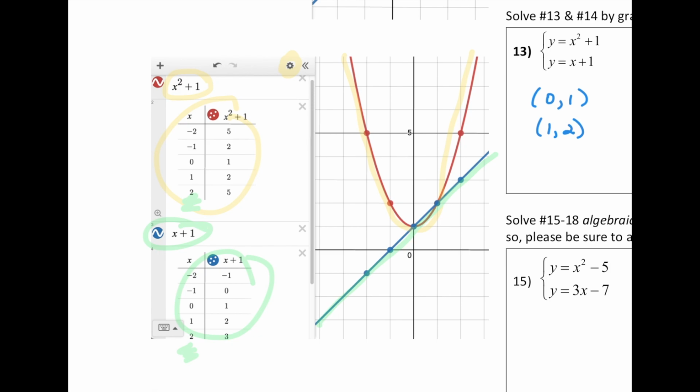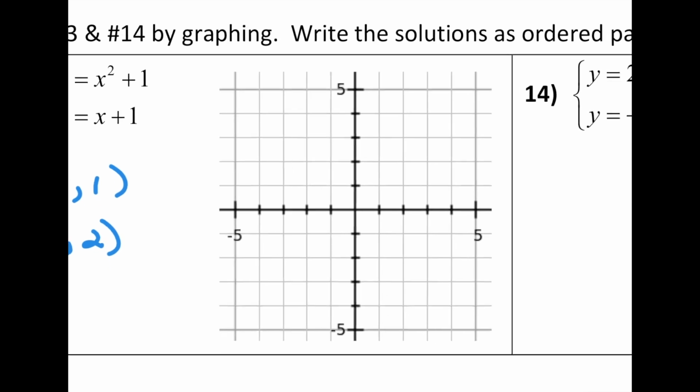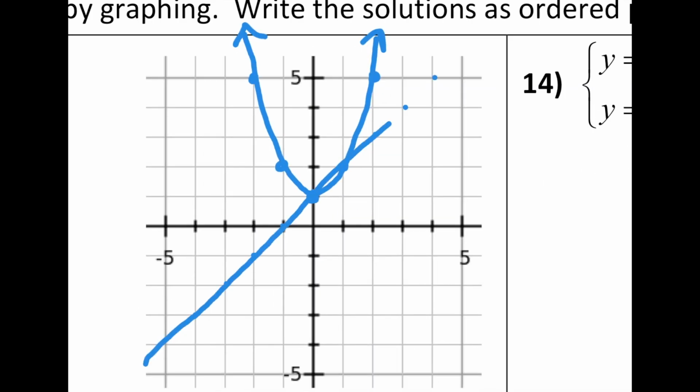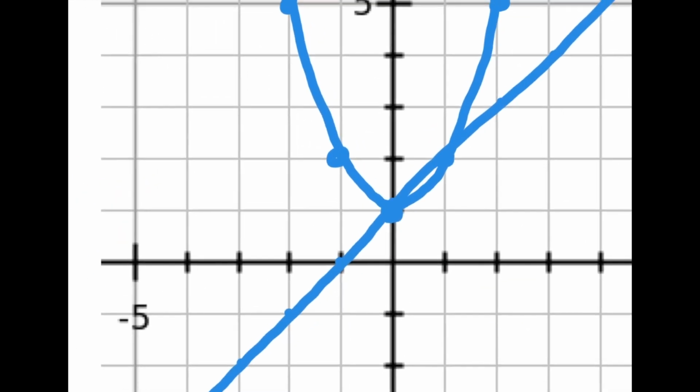So when I graph, I'm going to graph these real fast here for you. It's my other software that has the automatic line straightening. You can see that I kind of need it, but here you go. The solutions are here, 0, 1, and here, 1, comma 2.